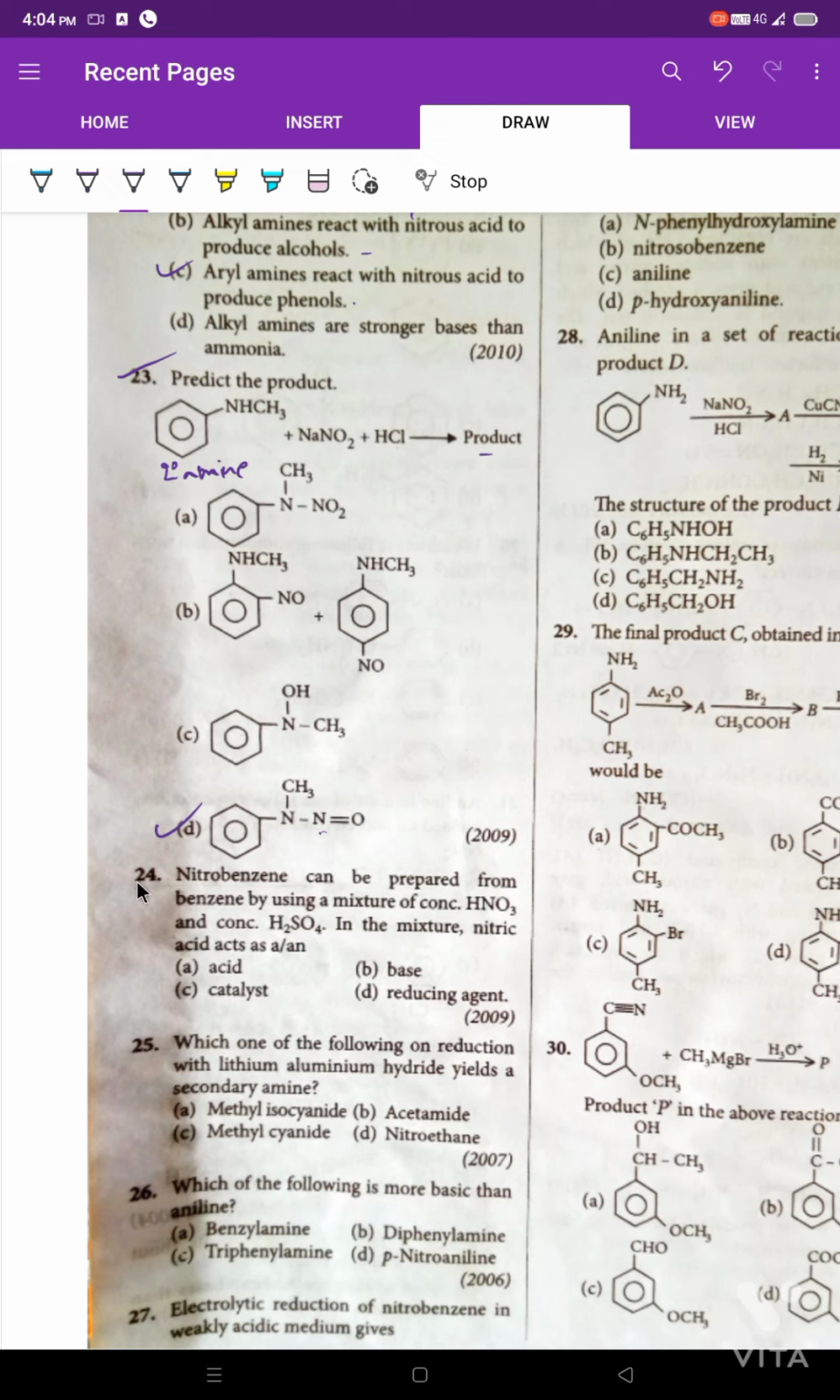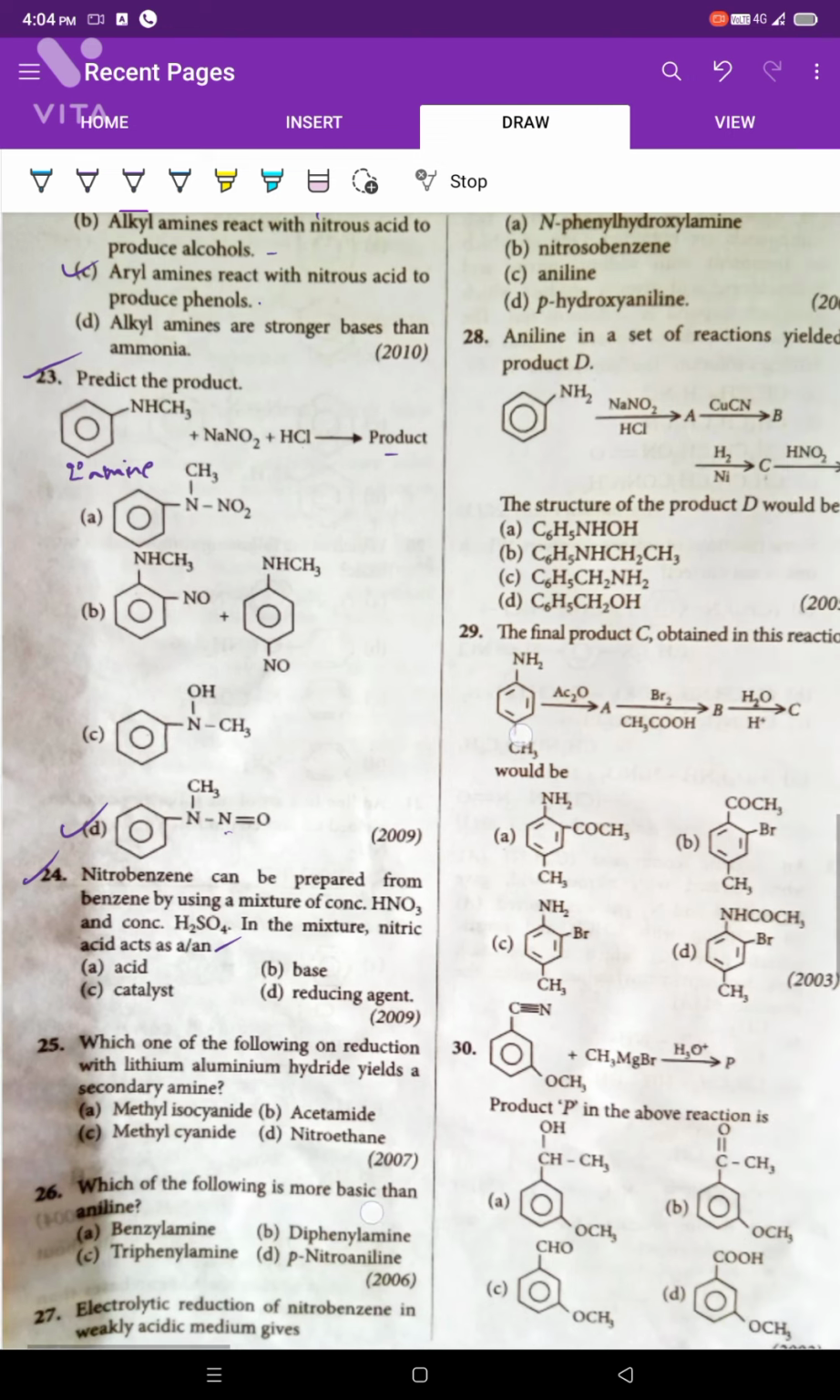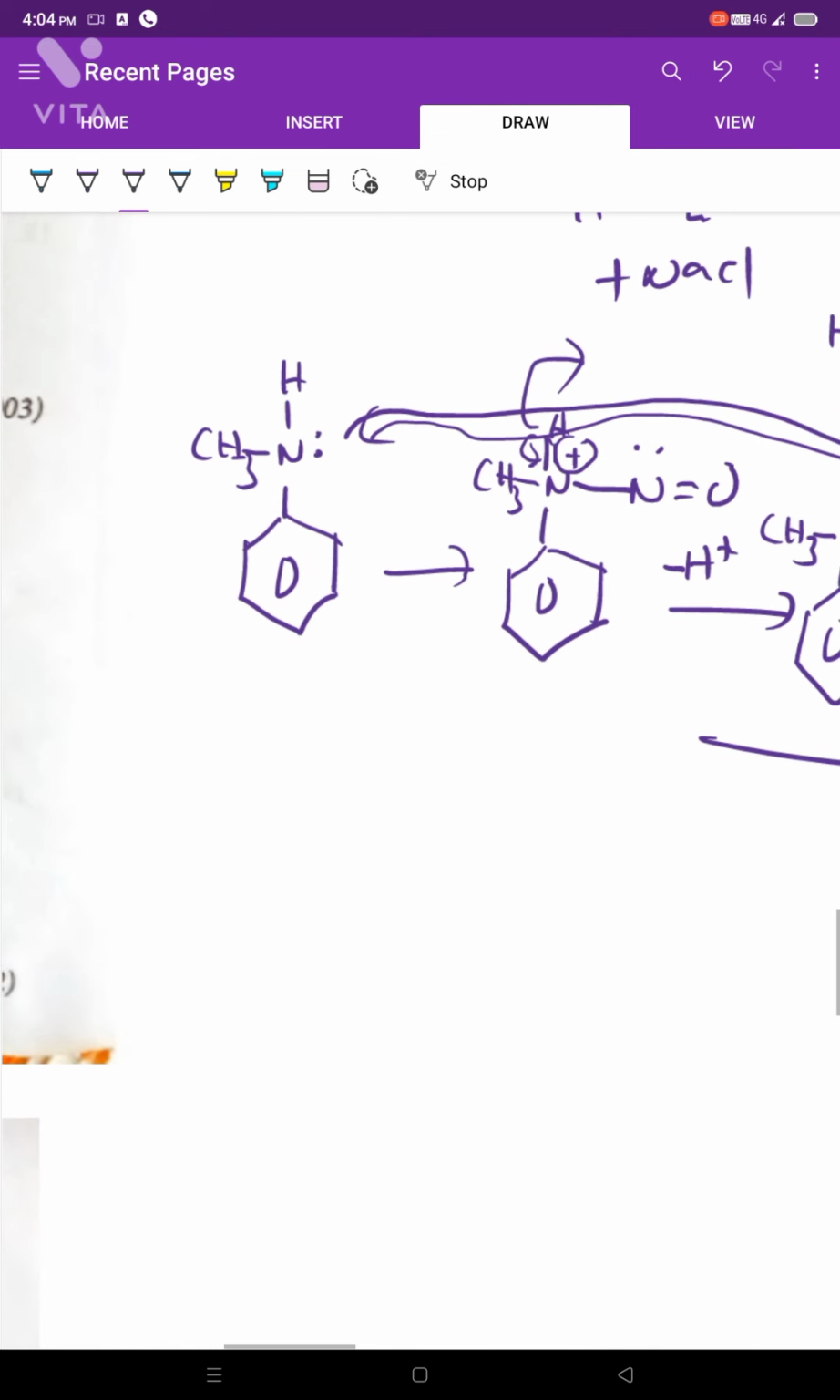Okay, let us focus on the 24th question. What is the question? Nitrobenzene can be prepared from benzene by using a mixture of HNO3 and concentrated H2SO4. In the mixture, nitric acid acts as what? This is a very important question. Let us focus on how to solve this type of question.